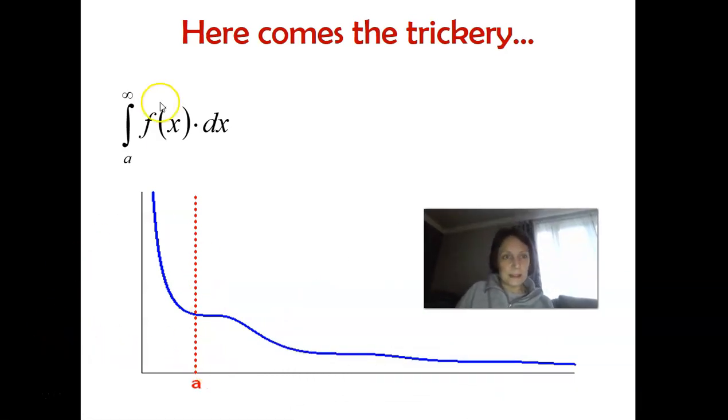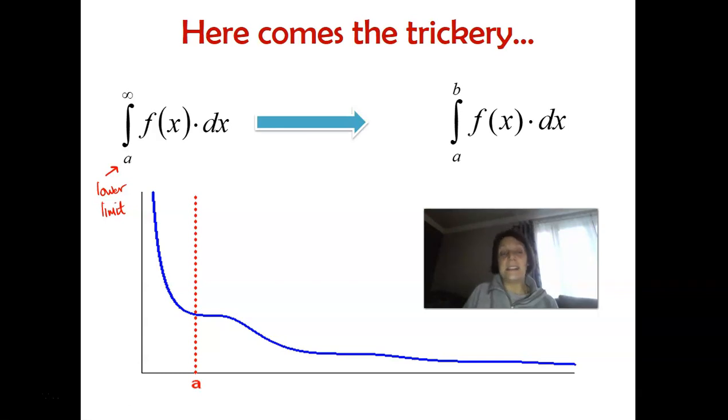All right, so in this example, I have the integral of this fun-looking function from a all the way out to infinity. And a is just a number, right? This is the lower limit of integration. So this is just a constant. It could be a 2, a 3, a 5, whatever. My upper limit of integration is infinity, and that's where the problem is. So I'm going to take this improper integral and rewrite it as a proper integral. Now remember, this is still a number. This is the lower limit.